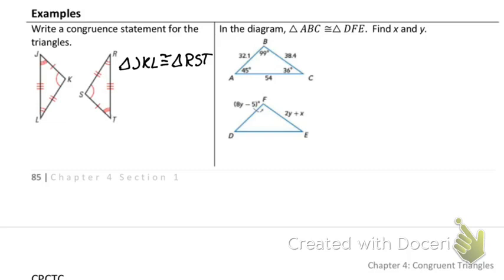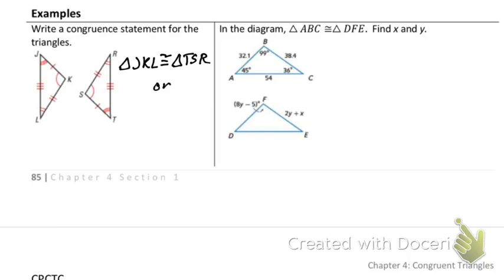TSR? Okay. Like I said, now's the time to make mistakes. Save those now. So you said TSR. Let's check that. That means J and T must be congruent. Let's check it. J and T, they're congruent. K and S must be congruent. K and S are congruent. And finally, L and R are also congruent.